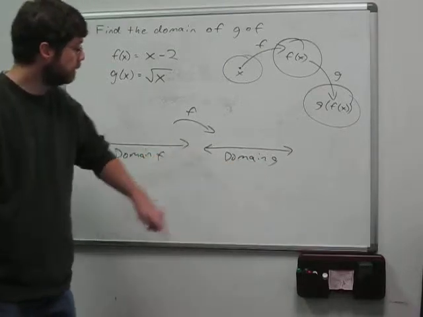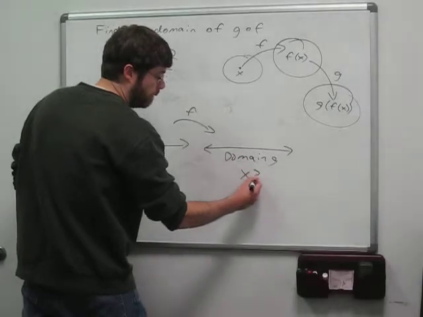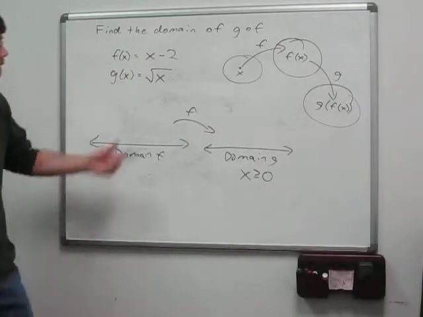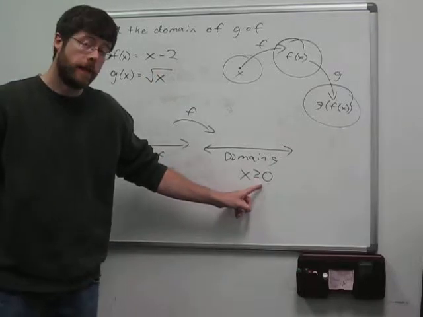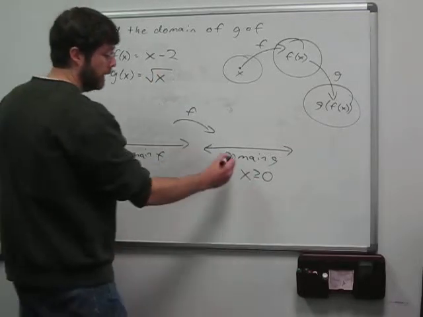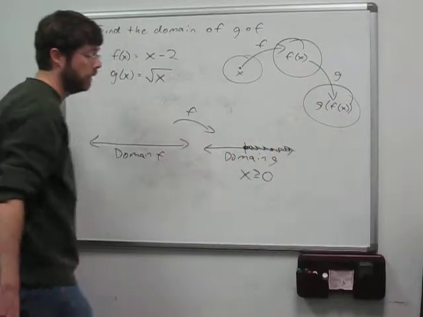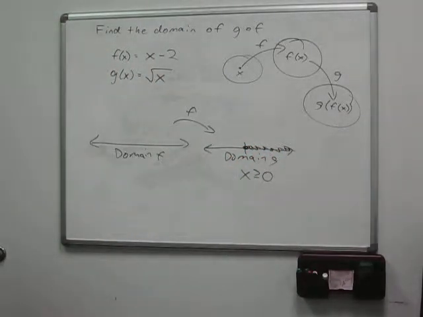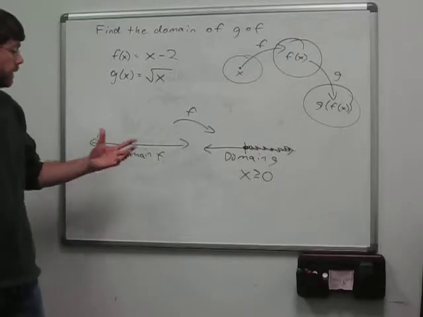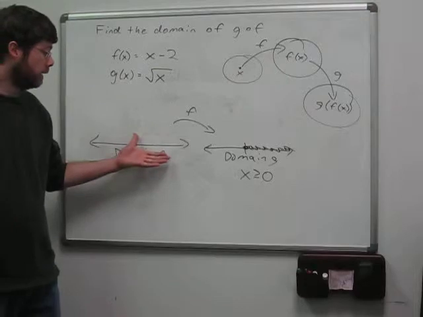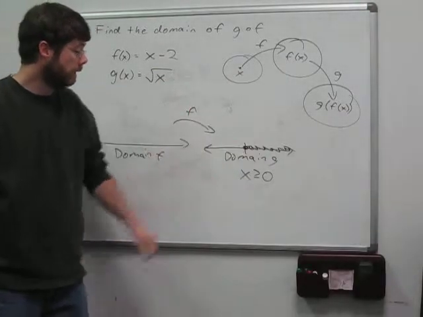So what's the domain of g? Well, g is the square root of x. So I need to make sure that the expression underneath the square root, in this case just x, is non-negative. So the domain of g is 0 and all the x that are greater than 0. So now the question is, which x's here are going to land in the domain of g?